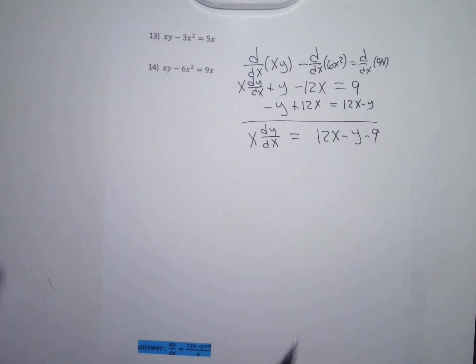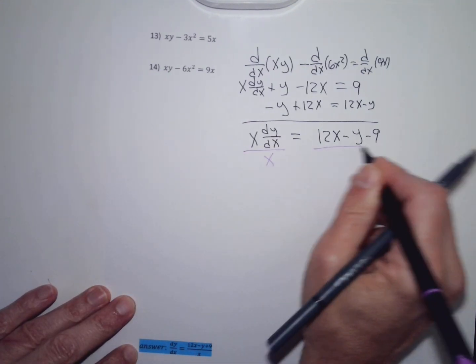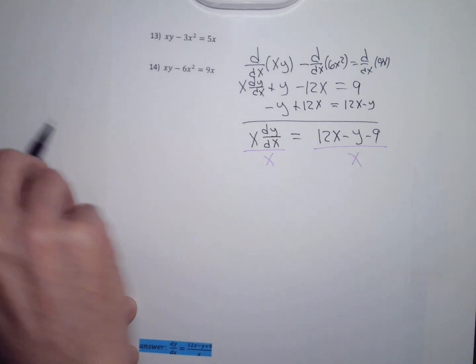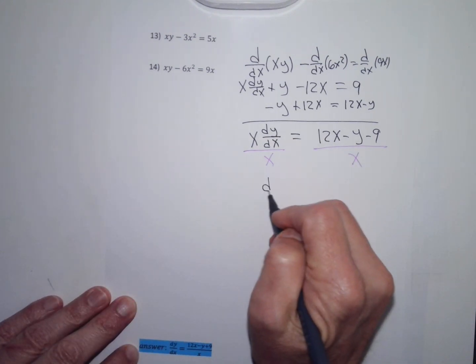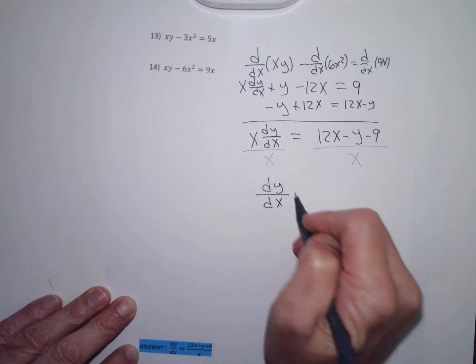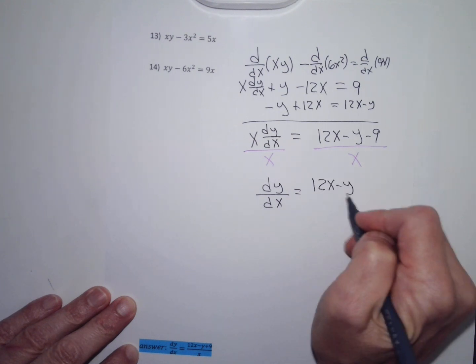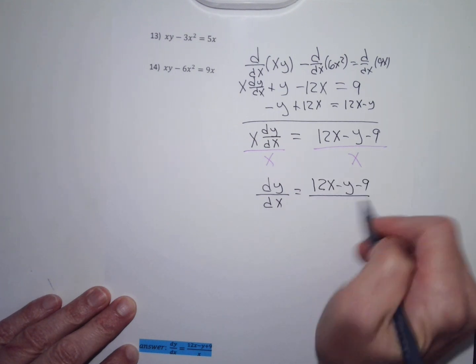And now I can divide. And when I divide, I could make a big fraction. And if I make a big fraction, this fraction is not reducible. One correct answer for number 14 is dy/dx equals 12x minus y minus 9 over x.